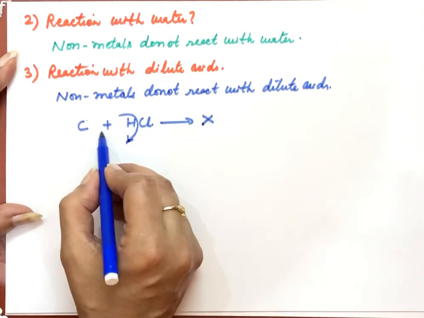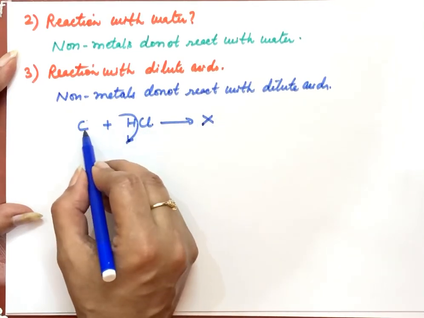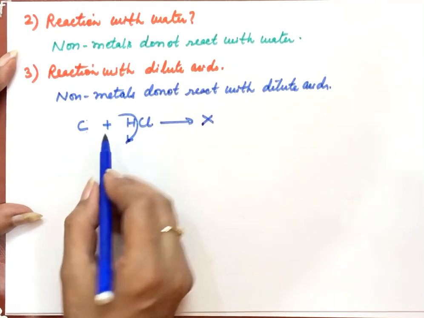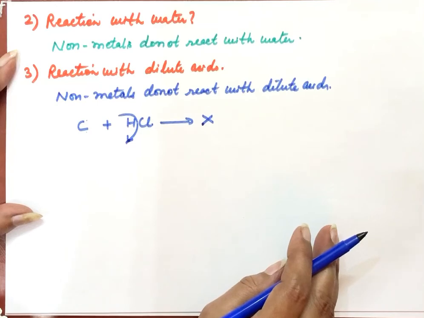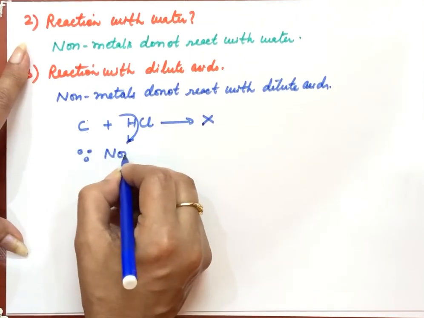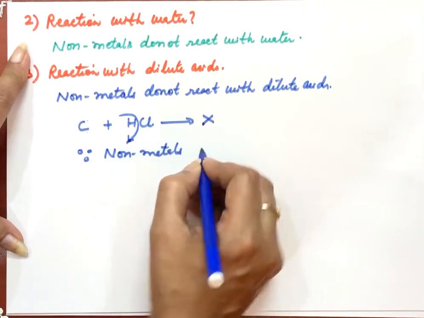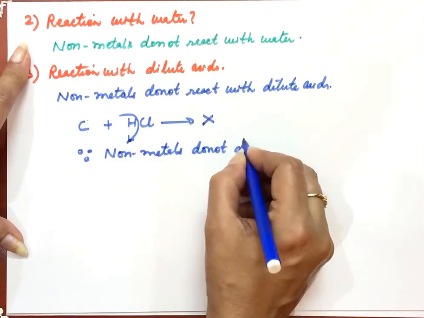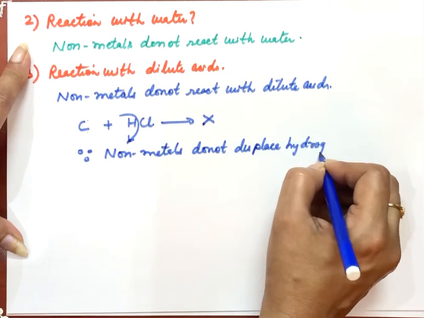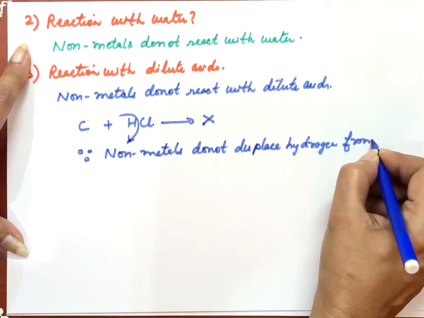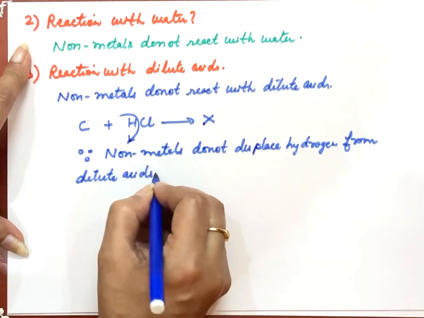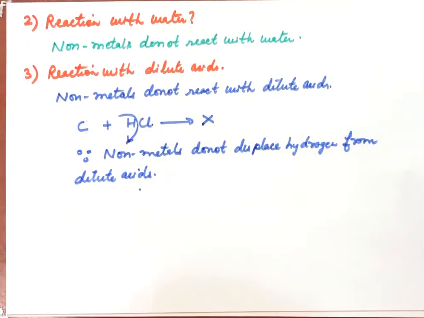So nonmetals cannot be oxidized by acids like concentrated nitric acid and sulfuric acid. So that is why this reaction will not take place, because they are not able to displace, because nonmetals do not displace hydrogen from dilute acids. This is the reason why they are not reacting with acids.